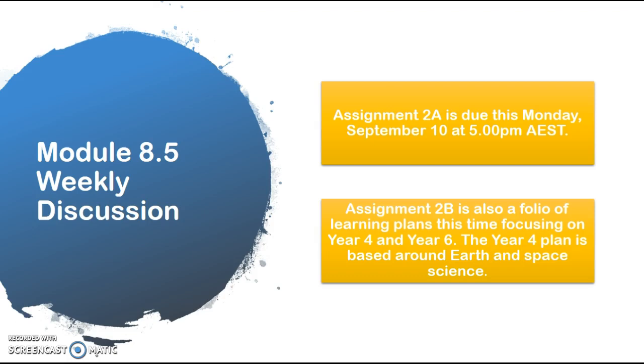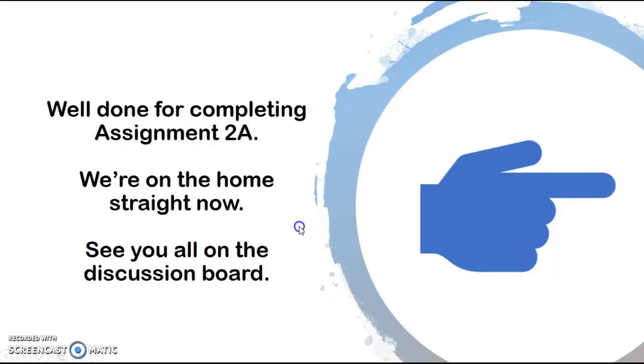to assignment 2B, which is pretty much the same as 2A. So we're doing a folio of learning plans, but this time we're focusing on years 4 and 6. The year 4 plan is based around Earth and space science, so it's based around the information that you've been given in this module and that you've examined in this module.